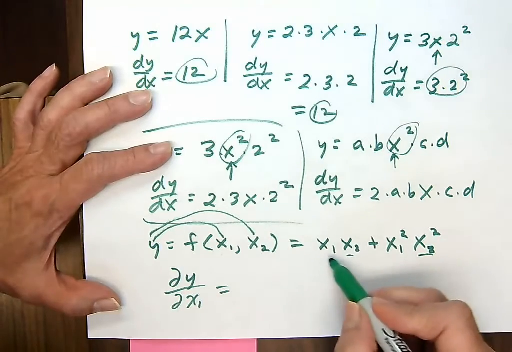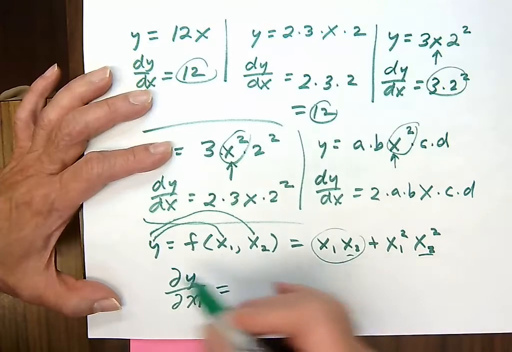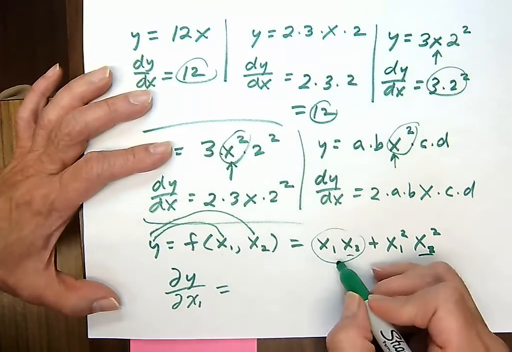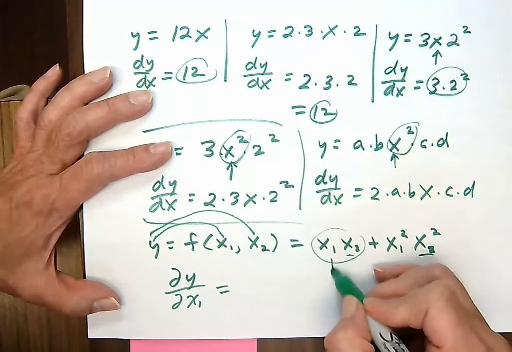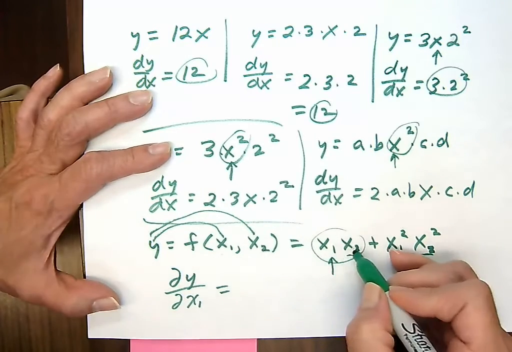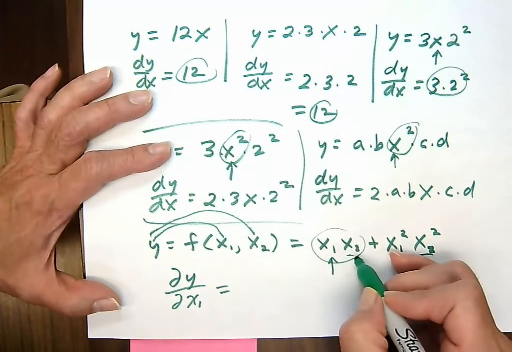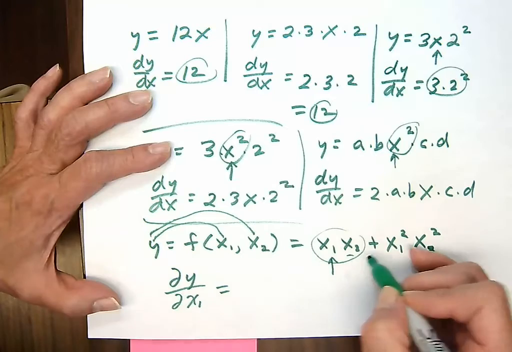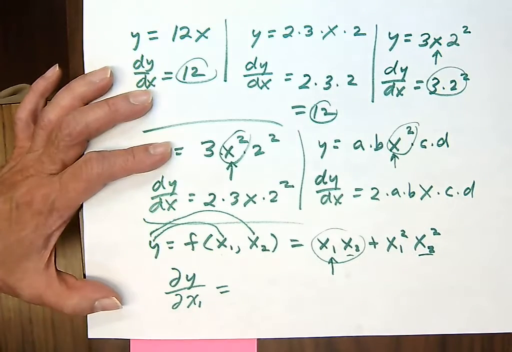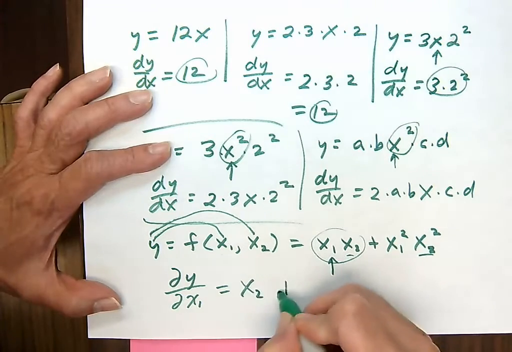So let's go to the first portion of y right here. What is the partial derivative of this first portion of y with respect to x1? Well, it's just the coefficient of x1 because we're treating x2 as a constant. So basically, you could think of this as x1 times 4. So what's the partial y with respect to x1? It'd just be the coefficient of x1, 4, which in this case is x2 because it's held constant at a number like 4. So partial y partial x1 is x2 plus.